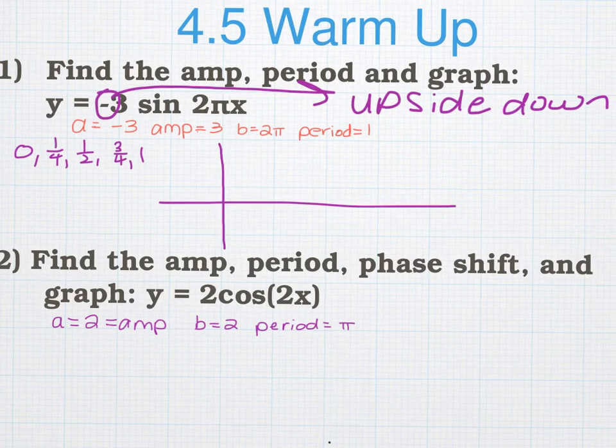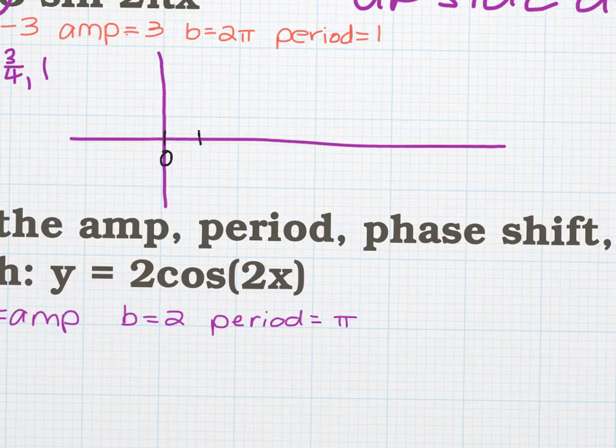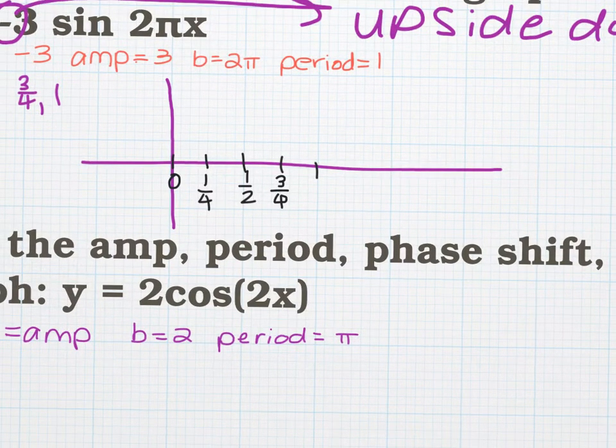Mark my key points. So 0, 1/4, 1/2, 3/4, and 1. There's no phase shift or vertical shift, which means all I have to do is go off my amplitude and then make sure I flip it.